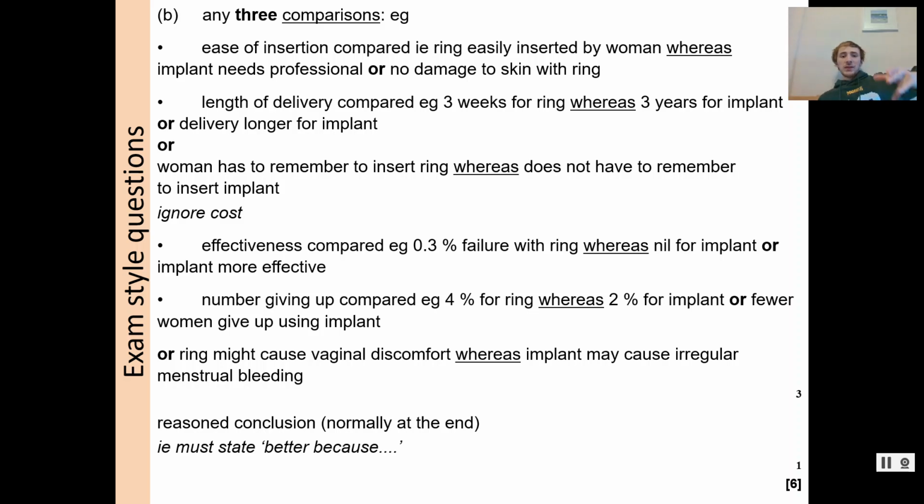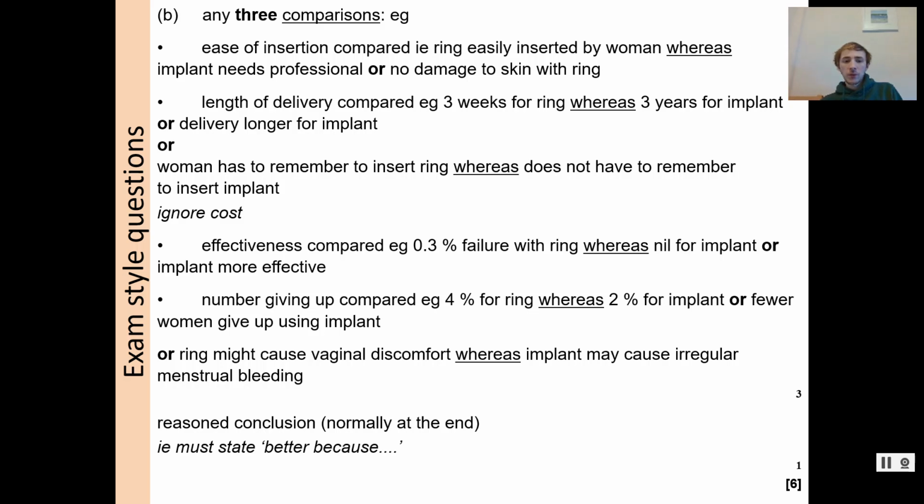So for instance, and you can read these yourself, but I'll very quickly fly through them. Insertion compared, i.e. the ring is easily inserted, whereas the implant needs a professional. So we're talking about it being easier to get the ring in. Length of delivery, so 3 weeks for the ring, but 3 years for the implant, or the delivery is longer for the implant. Or a different idea that the woman has to remember to insert the ring, whereas she does not have to remember to insert the implant. Going to compare the effectiveness, that the ring has 0.3%, whereas it's nil for the implant. Worth noting, it's never nil, it's theoretically nil.